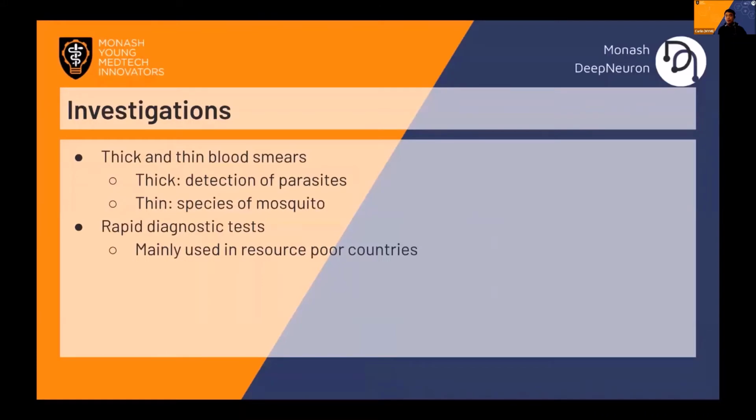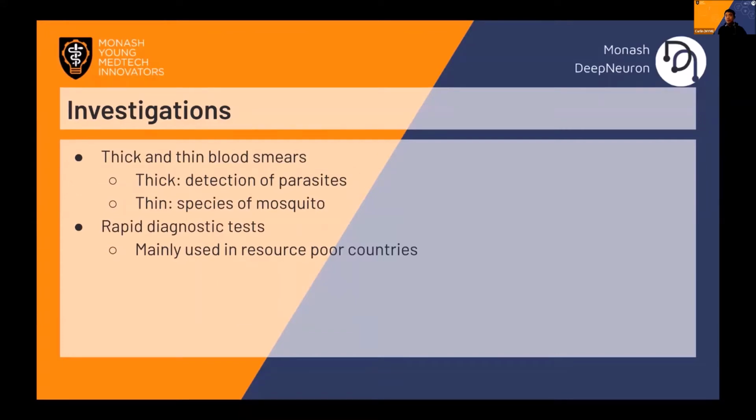The investigation we need to order for malaria is the thick and thin blood smears, because that will tell us immediately whether they have malaria or not. The thick blood smear is for the detection of parasites or the mosquito, so we can see if they have it or not. And then the thin blood smear is to tell us the species of mosquito, which is important because, as I said earlier, there is a species of mosquito that is particularly deadly, and we need that information so we can act on it quickly.